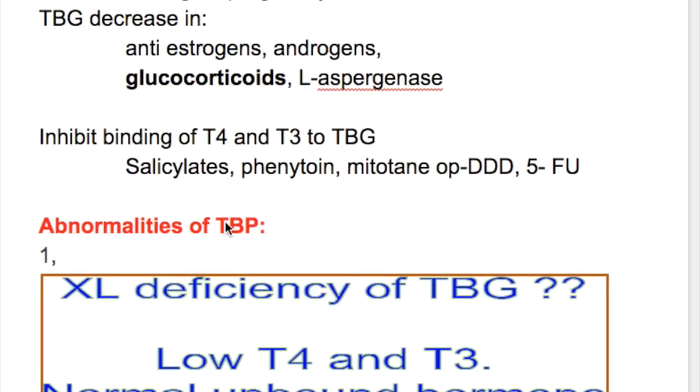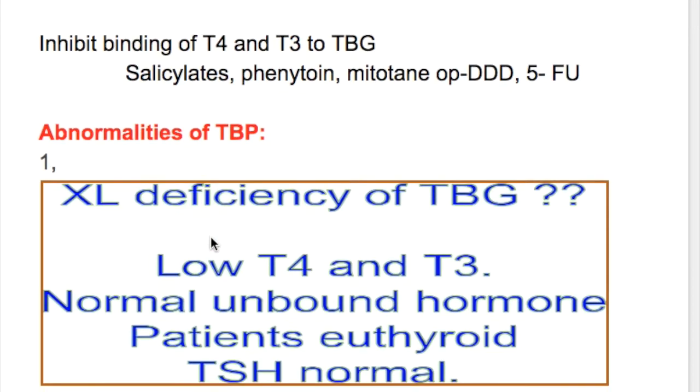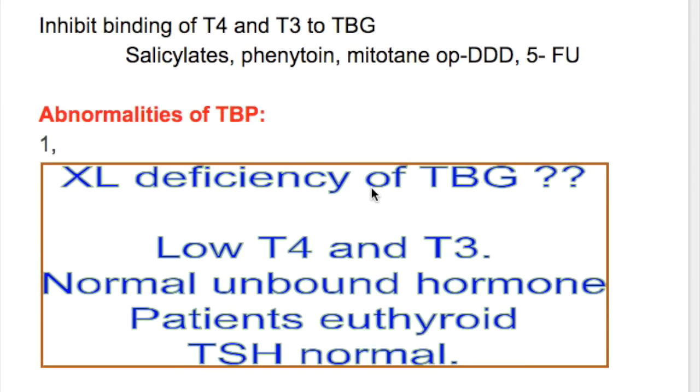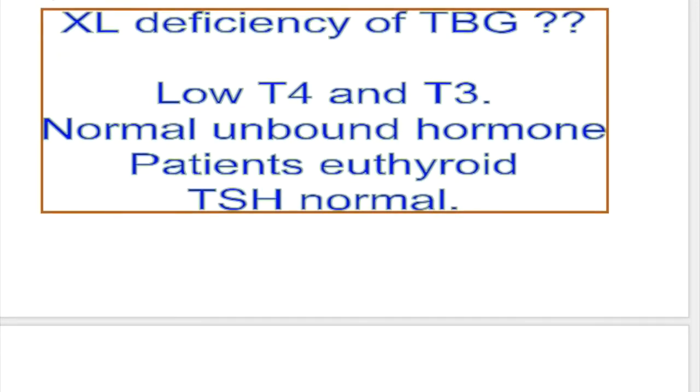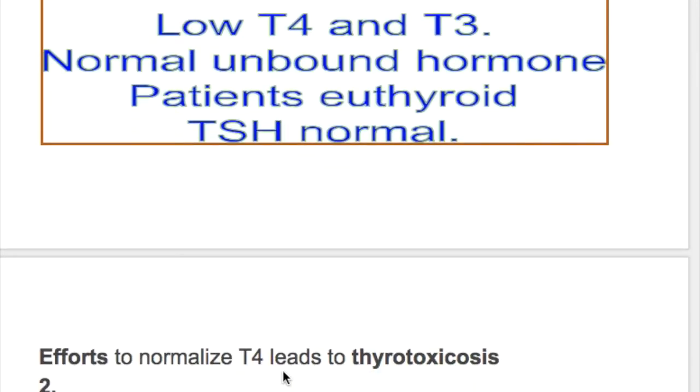The abnormalities of thyroid binding protein. Number 1. X-linked deficiency of thyroid binding globulin. In this condition, there is low T4 and T3 and normal unbound hormone, and the patient is usually euthyroid and TSH is normal. Efforts to normalize T4 lead to thyrotoxicosis.